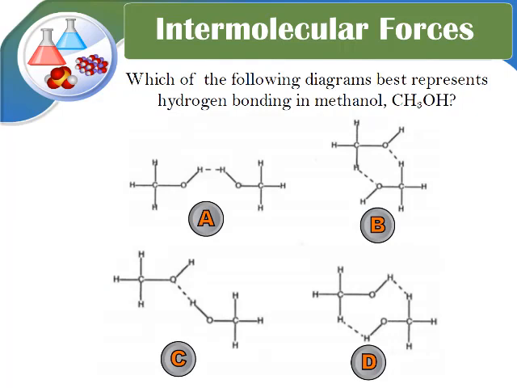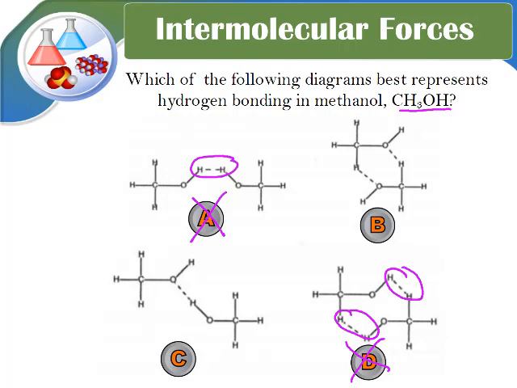You'll definitely be given pictures and asked which of these represents hydrogen bonding or draw the picture. So look at these pictures and figure out which one represents how methanol, which is CH3OH, would hydrogen bond with itself. So A has two hydrogens attracted to each other, so that can't be happening. D also has two hydrogens attracted to each other, so that's not a hydrogen bond. So it's between B and C.